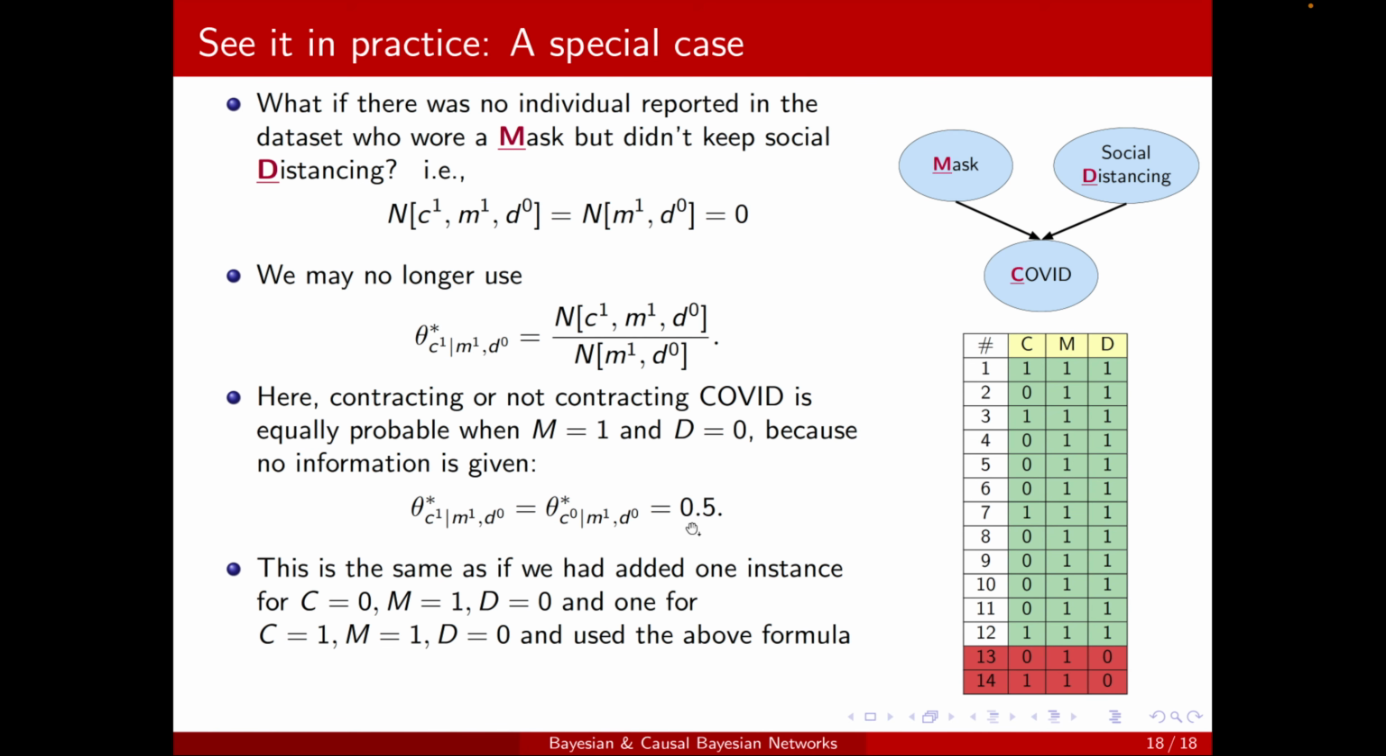Now, if you think about this, this is as if we had added one instance for C equal to 0, M equal to 1, and D equal to 0, so the opposite of this case, and one for exactly this case to the data set. Then if I use the above formula, I will get the same result. It will be 1 divided by 2, which is 0.5. This interesting observation, we will revisit it later in the section on missing values.